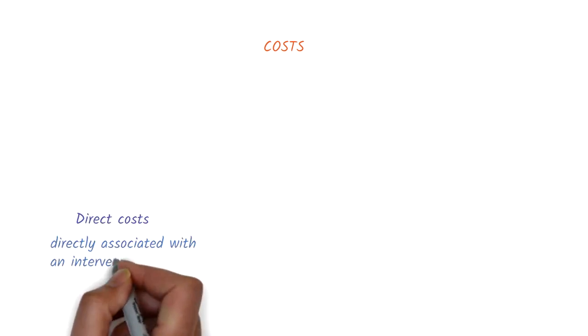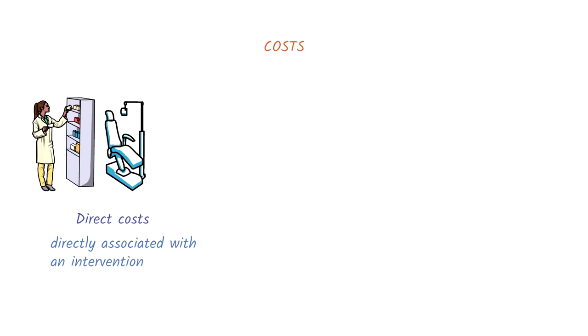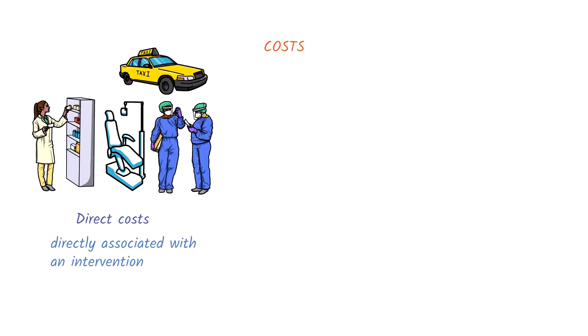Let's have a look at the different types of costs first. Direct costs are costs that are directly associated with the intervention. For example, the cost of medicines, the cost of equipment like X-ray machines, salaries of healthcare staff, or the cost of transport to the health center. Direct costs are the main focus of most economic evaluations.